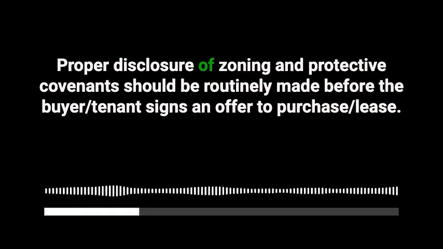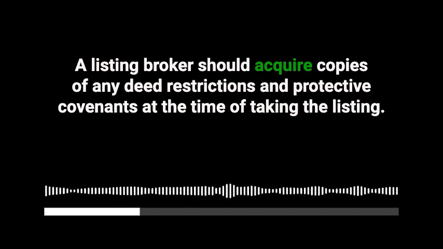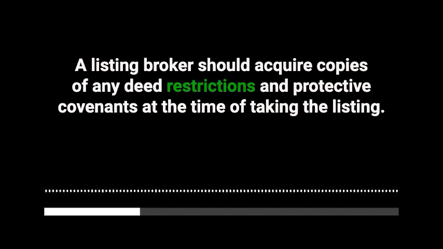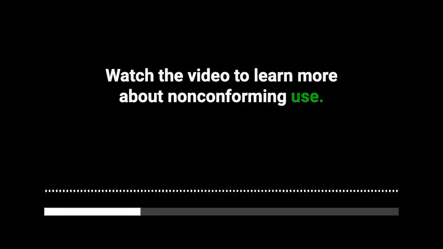Proper disclosure of zoning and protective covenants should be routinely made before the buyer or tenant signs an offer to purchase or lease. A listing broker should acquire copies of any deed restrictions and protective covenants at the time of taking the listing. Watch the video to learn more about nonconforming use.